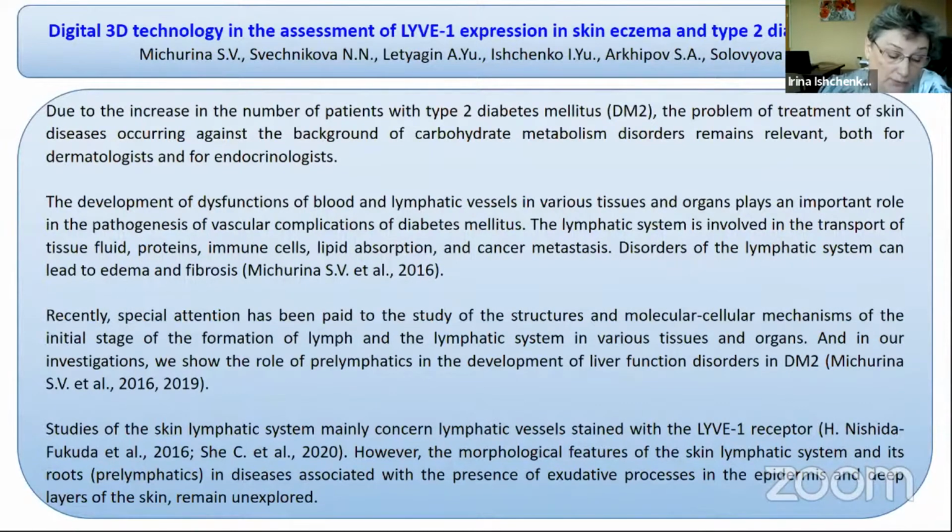The development of dysfunctions of blood and lymphatic vessels in various tissues and organs plays an important role in the pathogenesis of vascular complications of diabetes mellitus. The lymphatic system is involved in the transport of tissue fluid, proteins, immune cells, lipid absorption, and cancer metastasis. Disorders of the lymphatic system can lead to edema and fibrosis.